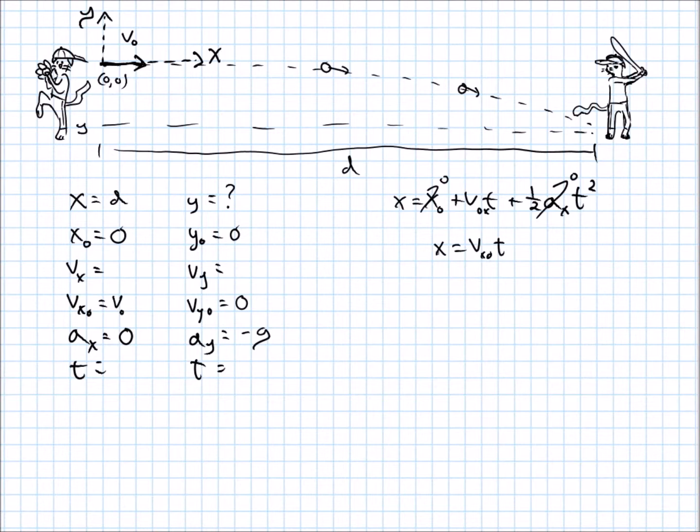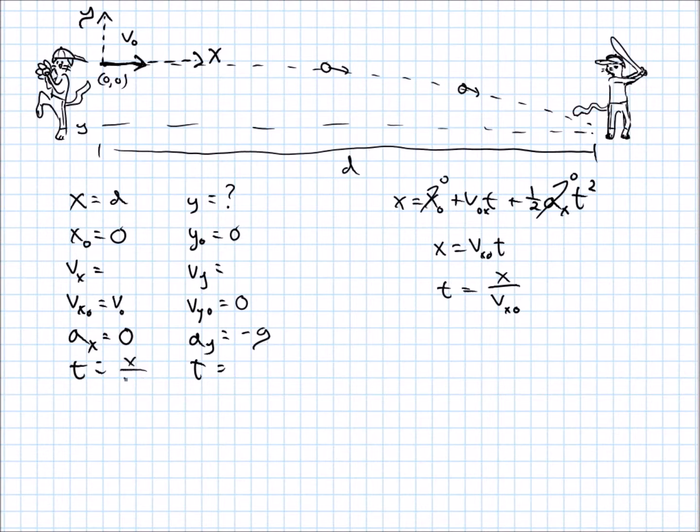Aren't we just looking at distance equals rate times time? Does anybody remember that from algebra or something? Yeah, in fact, this equation does simplify down to that when you have no acceleration. It's basically just the definition of velocity. So time is going to be equal to x divided by vx initial. Okay, so let's put that down over here.